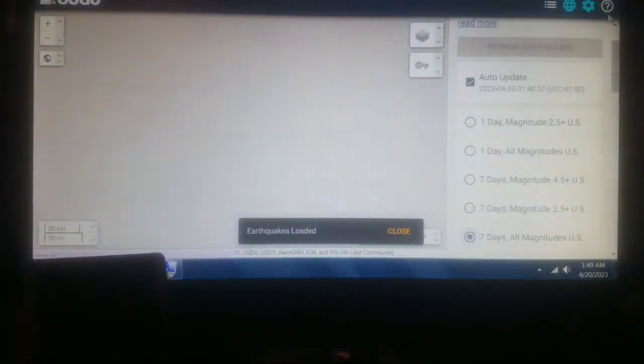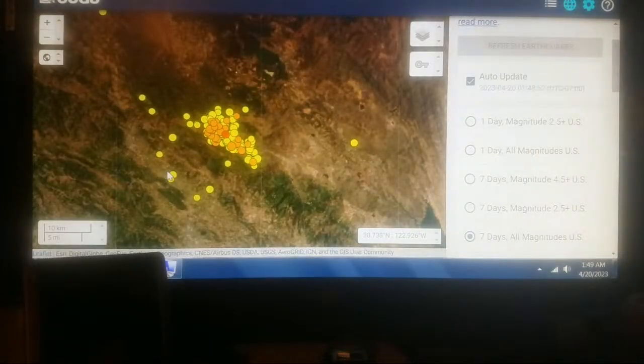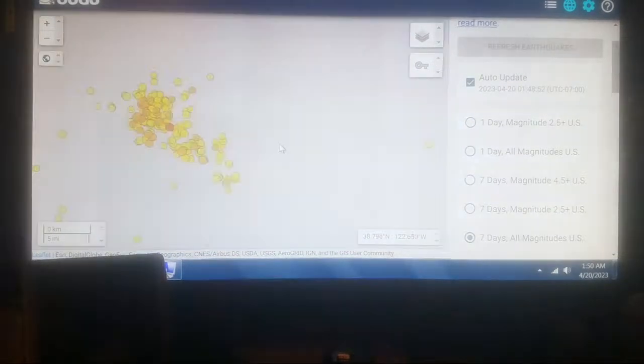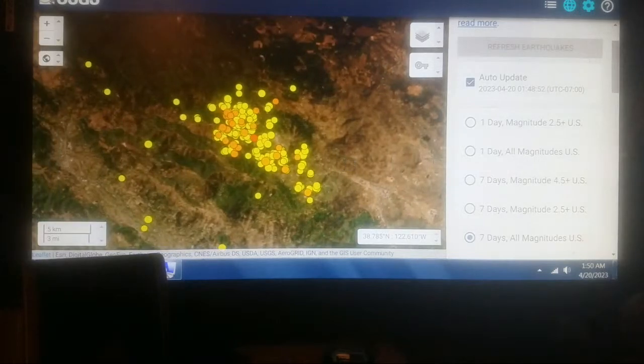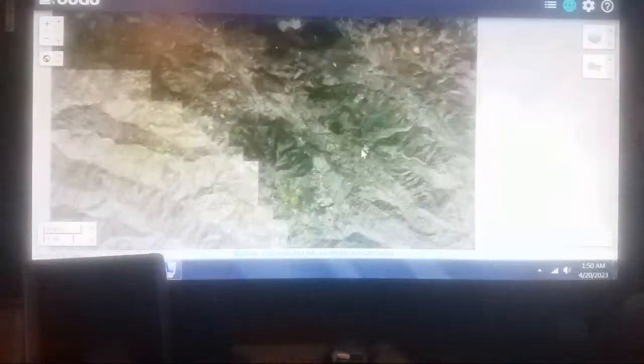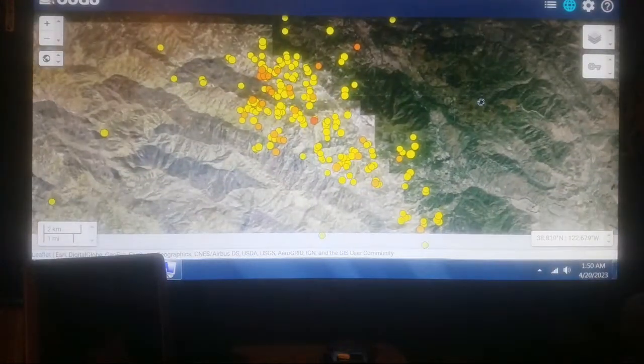Oh, take that down too. Nice and gentle with this computer, please, Lord. I didn't mean to go so fast. Then we take this part down. Zoom in a little bit. Alright, this is why I want this to work right, okay? Easy with the zoom.